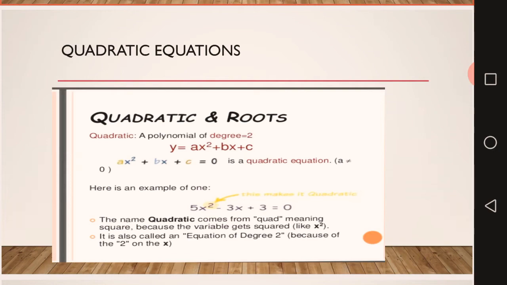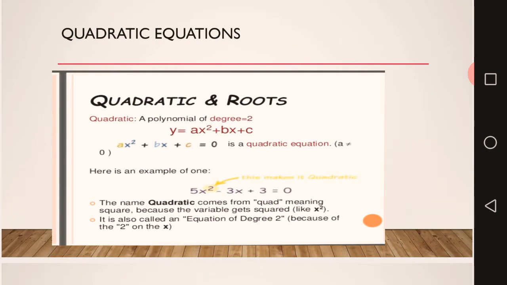A polynomial of degree 2, that is, suppose y is equal to ax square plus bx plus c, is a quadratic equation. Here a can't be 0 at all. If a becomes 0, it means this x square finished, so this will not be a quadratic equation. For example, 5x square minus 3x plus 3 is equal to 0.